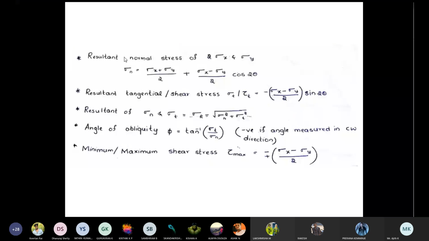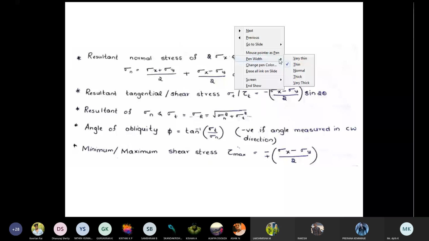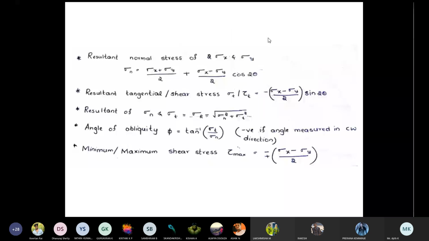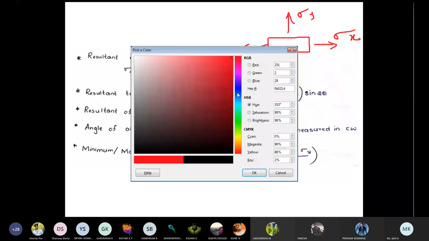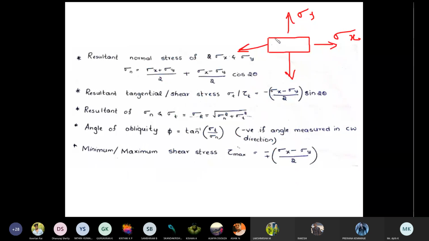So I was explaining about these equations. We have to use this equation only when more than one force is acting on the system. Stress along x-axis sigma x and stress along y-axis sigma y. And in order to find the stress on one inclined plane, which is inclined at an angle theta, we can use these equations.